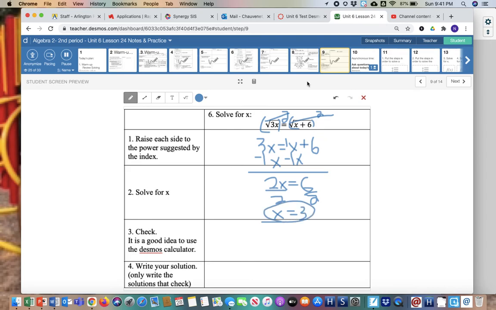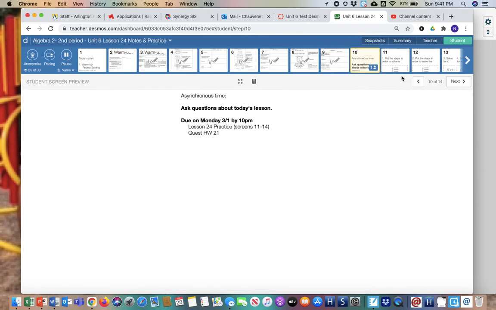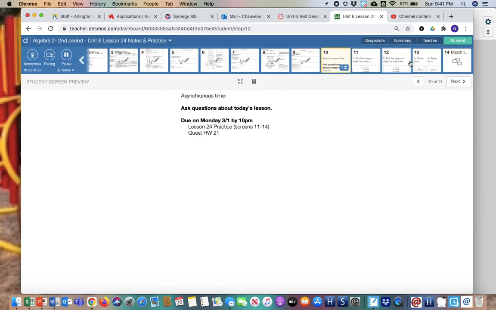And now this one's so simple, I'll just check it in my head. 3 times 3 is 9. The square root of 9 is 3. 3 plus 6 is 9. The square root of 9 is 3. So it checks. All right, then you have your asynchronous work, which is to do screens 11 through 14.